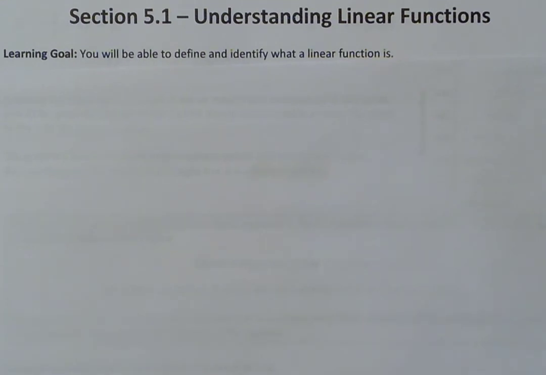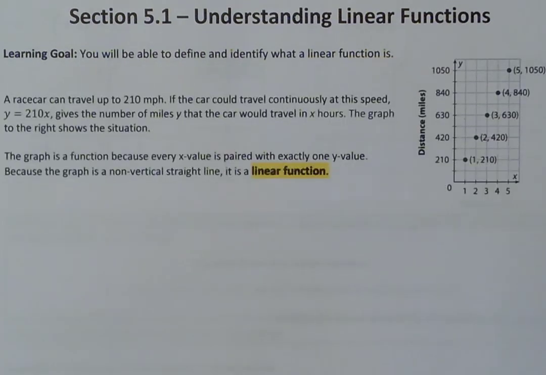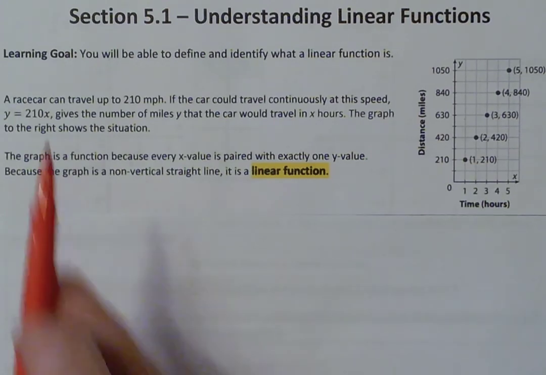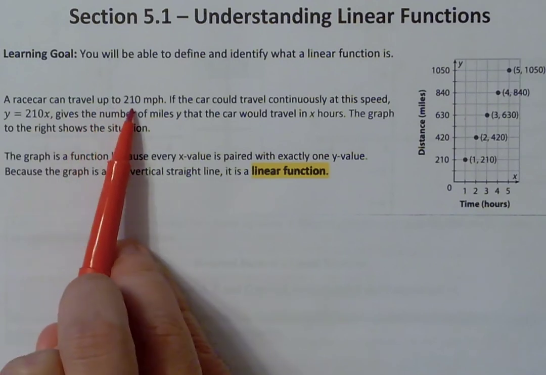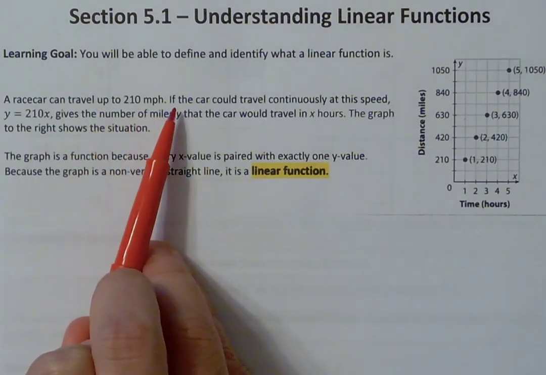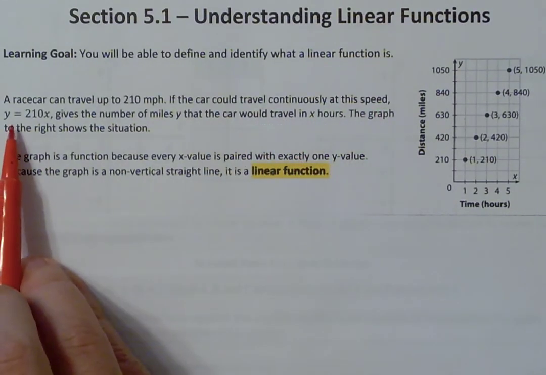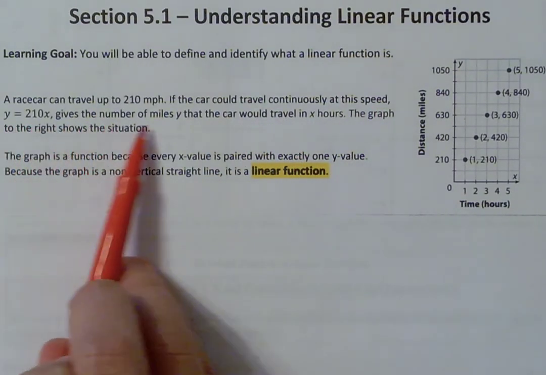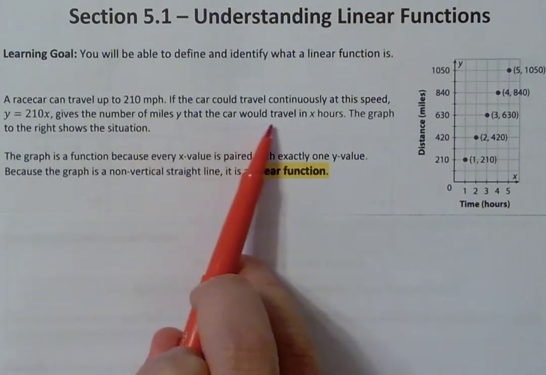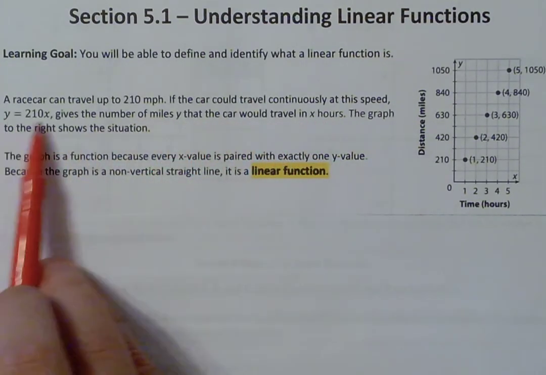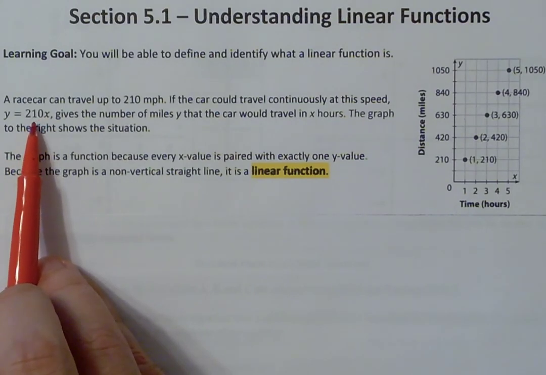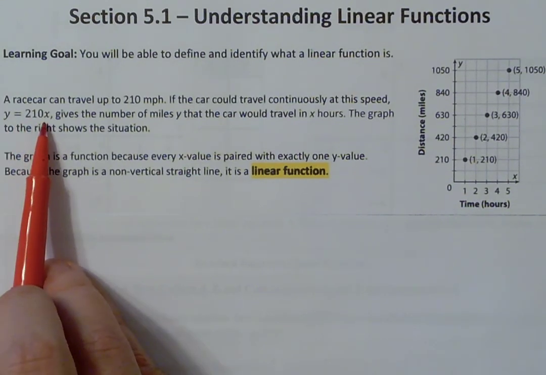And before we jump into an example, let's go ahead and take a look at some information first. Alright, a race car can travel up to 210 miles per hour. If the car could travel continuously at this speed, y equals 210x gives the number of miles y that the car would travel in x hours. So what this function is going to do is tell us how far the car travels in miles after a certain amount of hours. So that's what this y equals 210x represents.